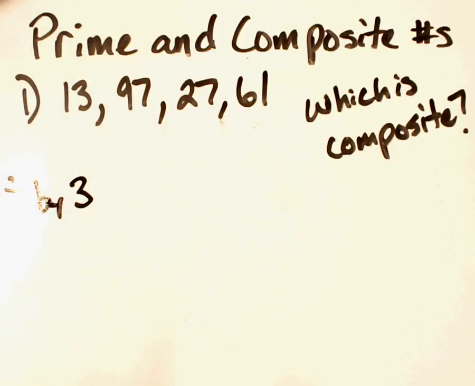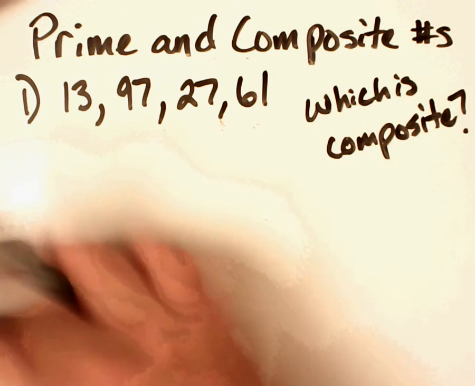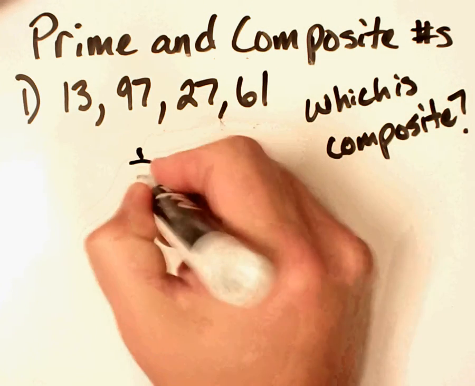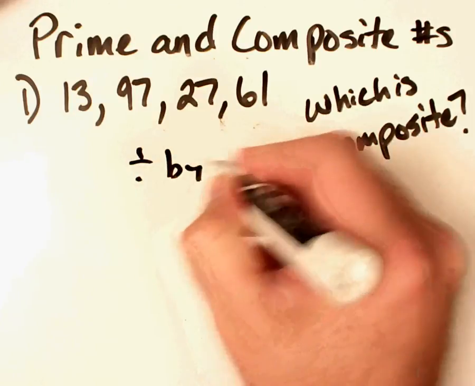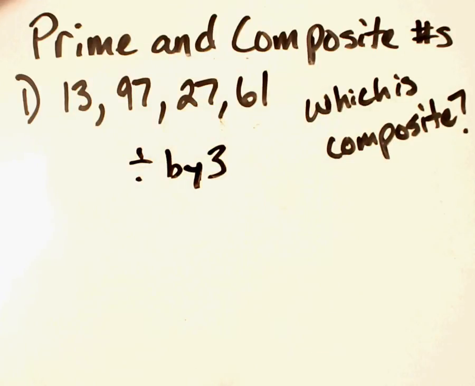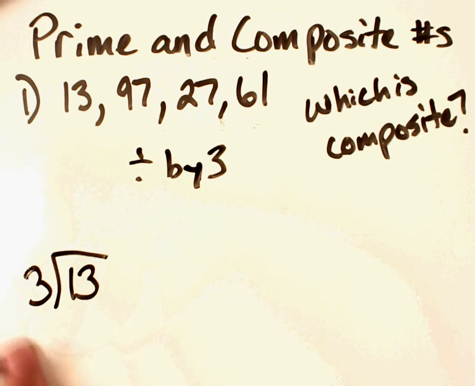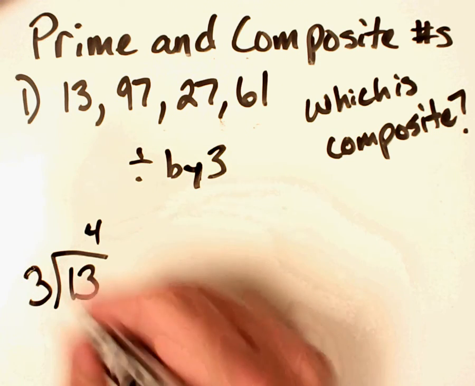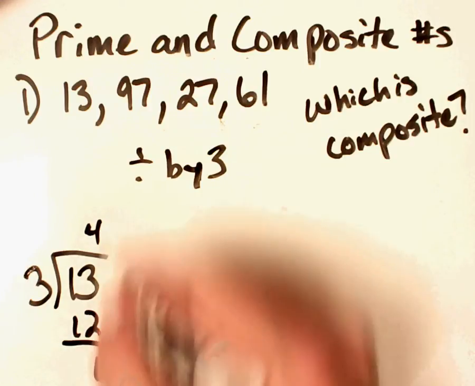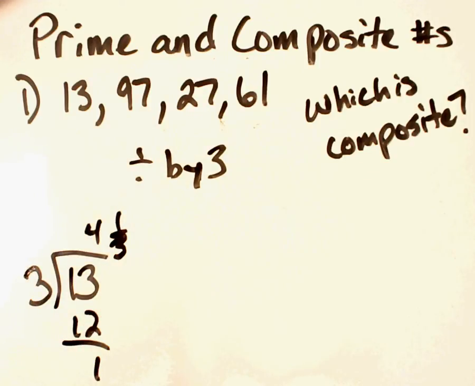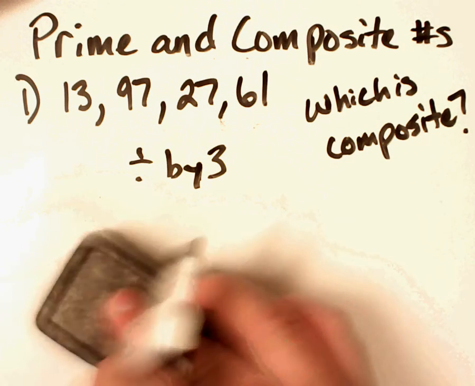Okay? Sorry, my glare is keeping you from seeing the division symbol. Let me change the spot. Let's divide by 3. All right, so 13 divided by 3. Well, that's not going to work because if I do 4, I'm going to get a remainder. So 13 won't work for 3. All right, let's try 97.